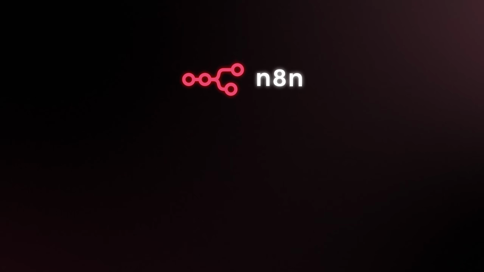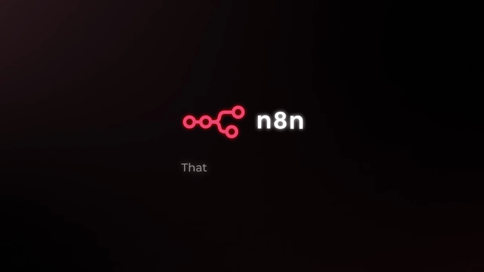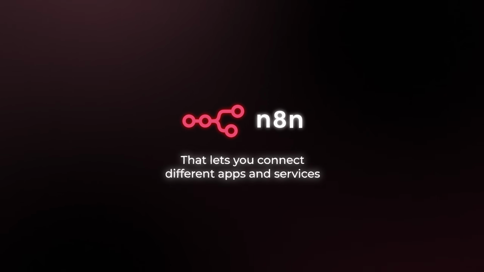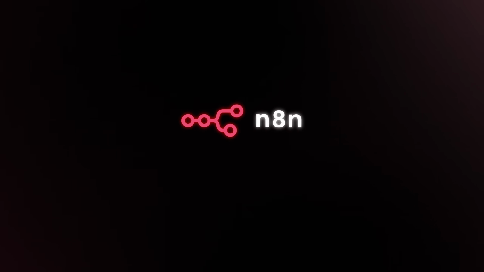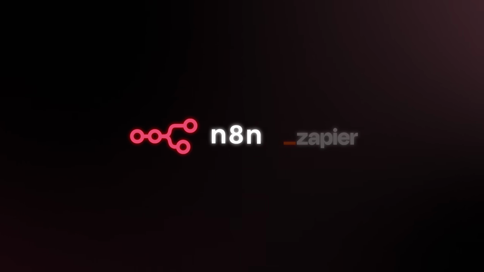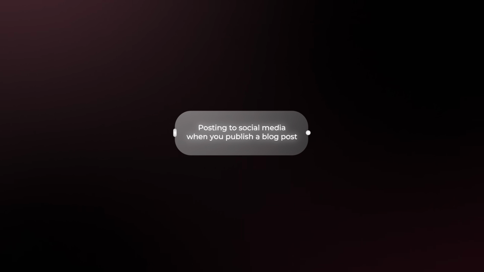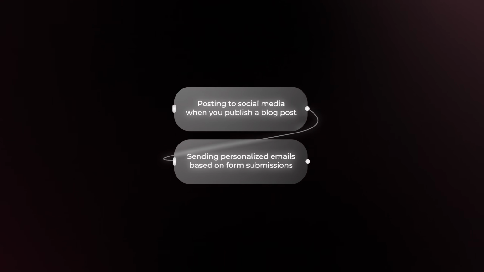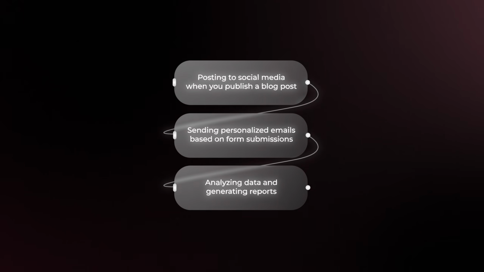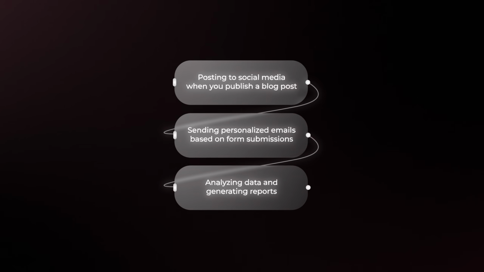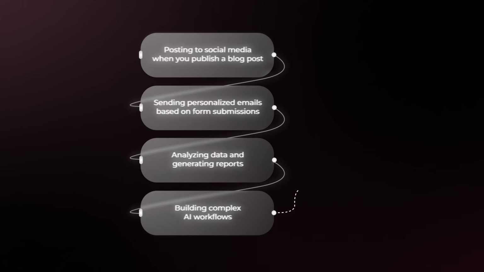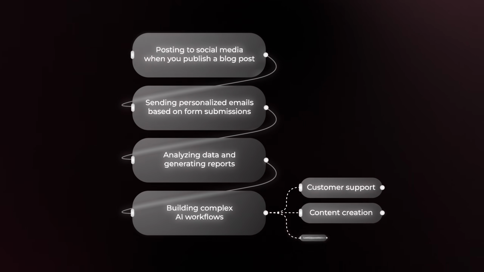Let's dive in. First, let me quickly explain what N8N is. N8N is a workflow automation tool that lets you connect different apps and services to automate repetitive tasks. Think of it like Zapier, but way more powerful and flexible. You can use it to automate things like posting to social media when you publish a blog post, sending personalized emails based on form submissions, analyzing data and generating reports, or even building complex AI workflows that can handle customer support, content creation, and lead generation.